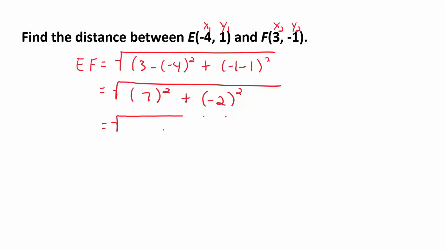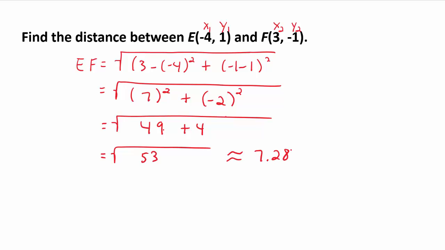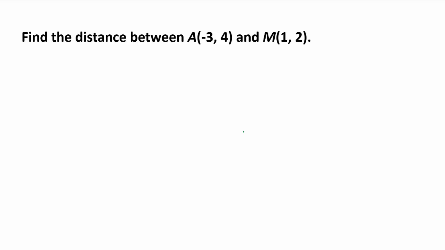If we continue, this would be 49. 7 squared is 49. -2 squared is going to be 4. -2 times -2 is 4. 49 plus 4 is 53. So your answer would be the square root of 53, which is approximately 7.28. Now let's find the distance between AM.